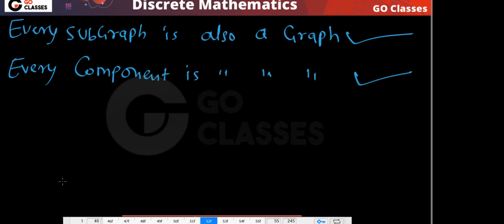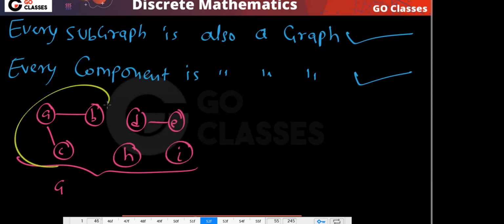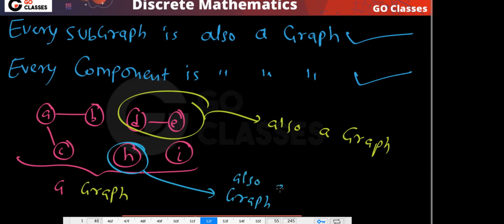Yes. So for example, if you take any graph G, let's assume you take this graph G. Then you can notice this is also a graph, right? This is your graph. In this graph, you can notice this is also a graph. And what about this? This is also a graph. So every subgraph is also a graph. Every component is also a graph.